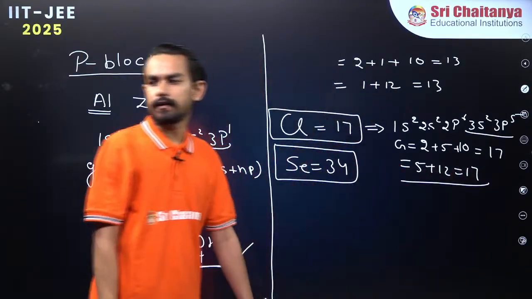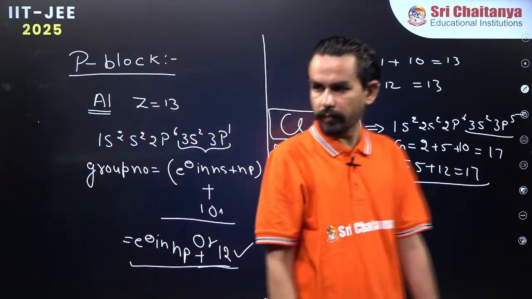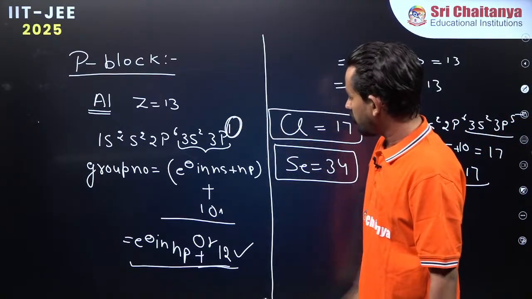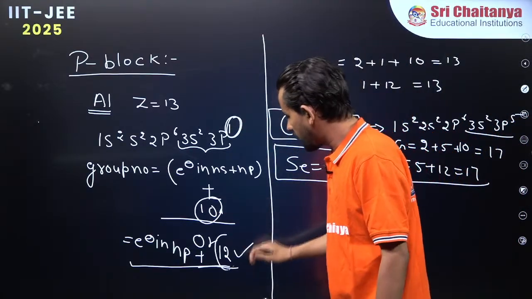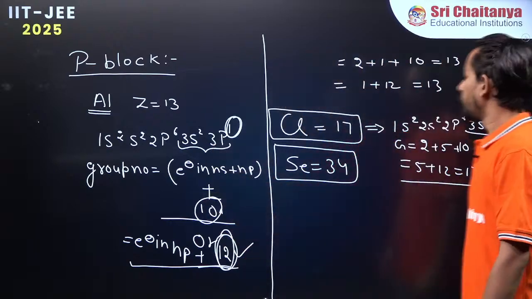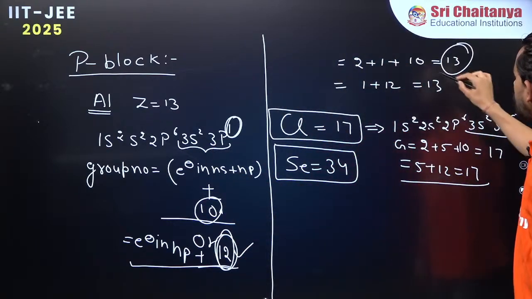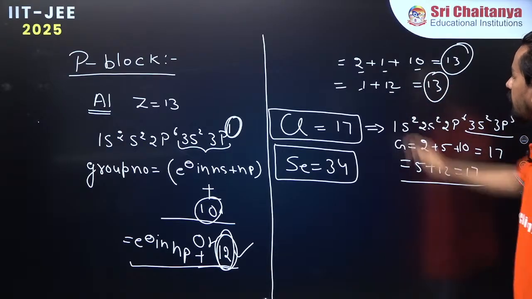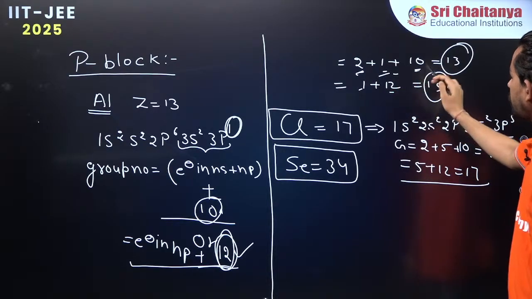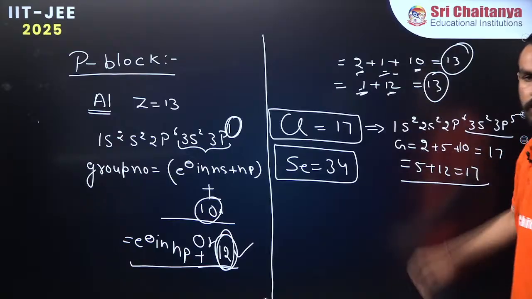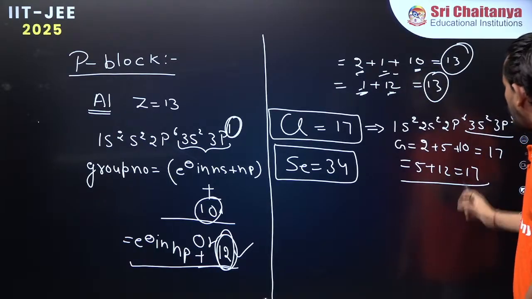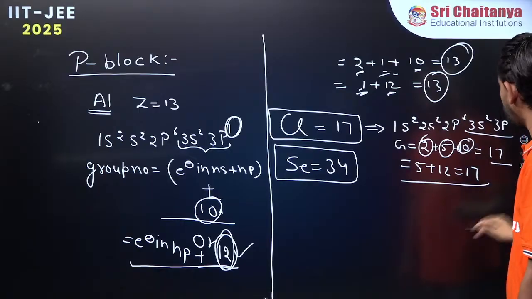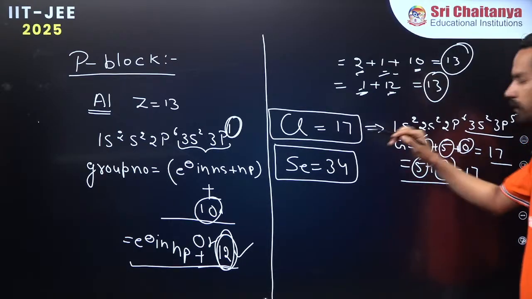That's it. The configuration we had written mistakenly, so it should be 10 and it should be 12. Please correct the formula. For aluminium, 2 plus 1 plus 10 or 1 plus 12, that is ns plus np plus 10 or np plus 12, that is 13. Similarly here, ns plus np plus 10, that is 17, or np plus 12, that is 17.